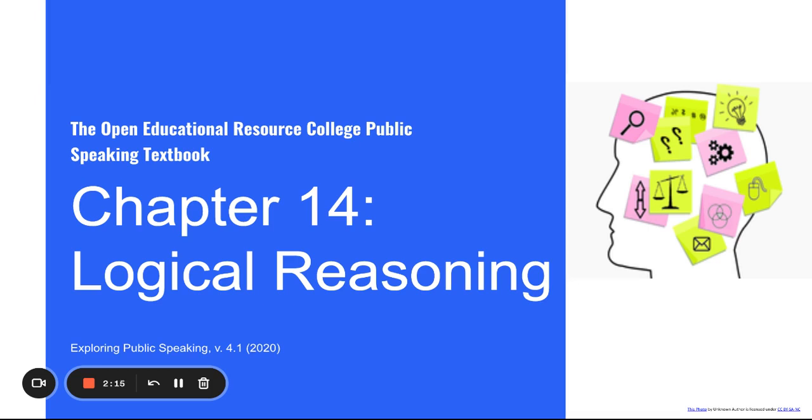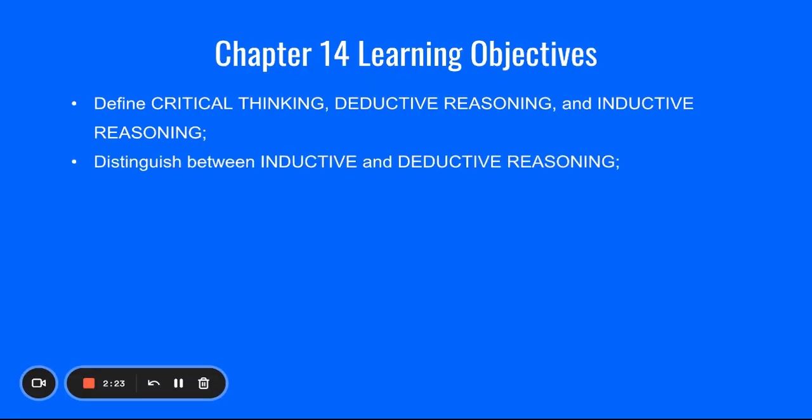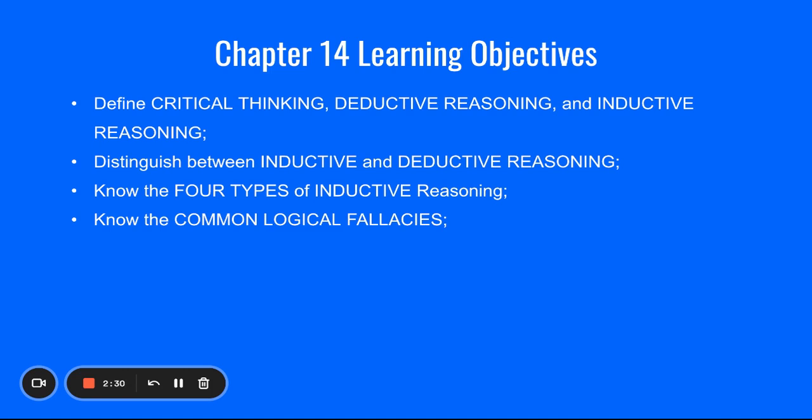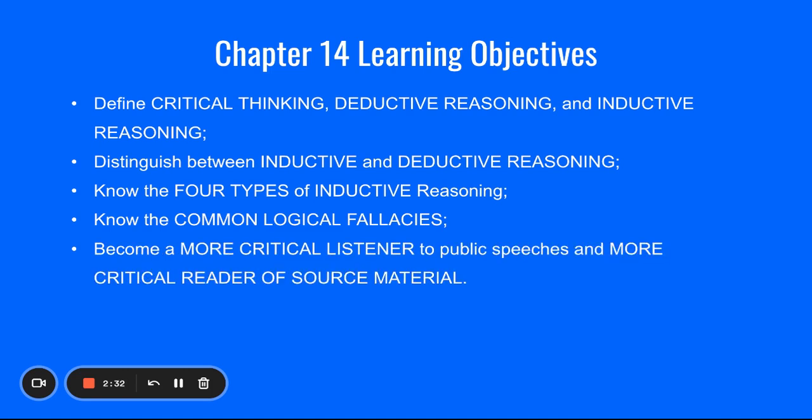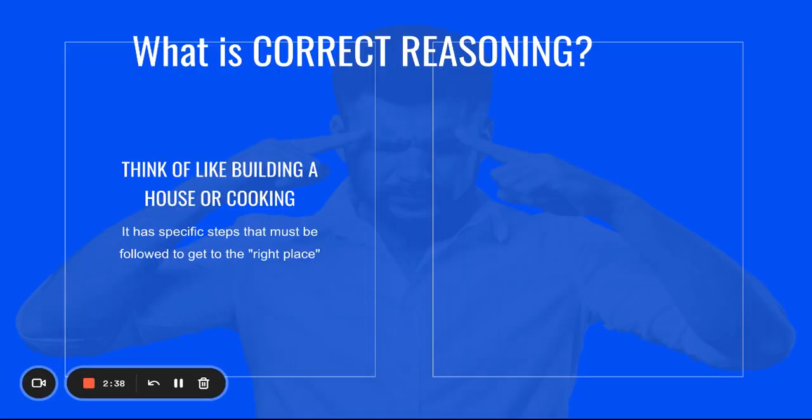So, as we continue, we're going to look at developing logical arguments. We're going to define critical thinking, deductive reasoning, and inductive reasoning, distinguish between inductive and deductive, know the four types of inductive reasoning, and know the common logical fallacies, become a more critical listener to public speeches and more critical reader of source material. So, what is correct reasoning?